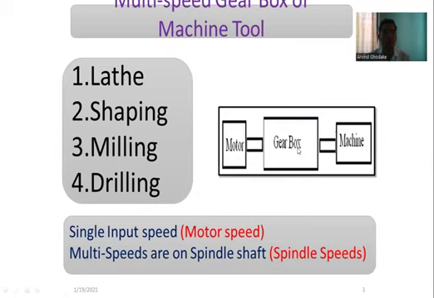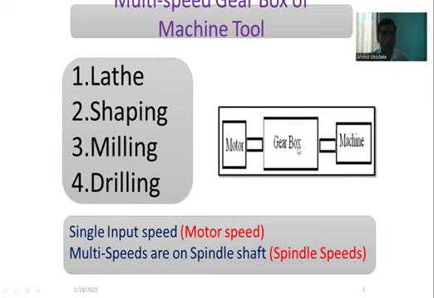Next is design of the gearbox of machine tool. There are various types of machine tool you can see in the diagram. The first machine tool is a lathe machine, second is a shaping machine, third is a milling machine, and the fourth one is a drilling machine. In the diagram you can also see the gearbox is located between the prime mover and machine tool. First will be the motor, that is the source of the energy. Second will be the gearbox, and third will be the machine, that is the machine tool.